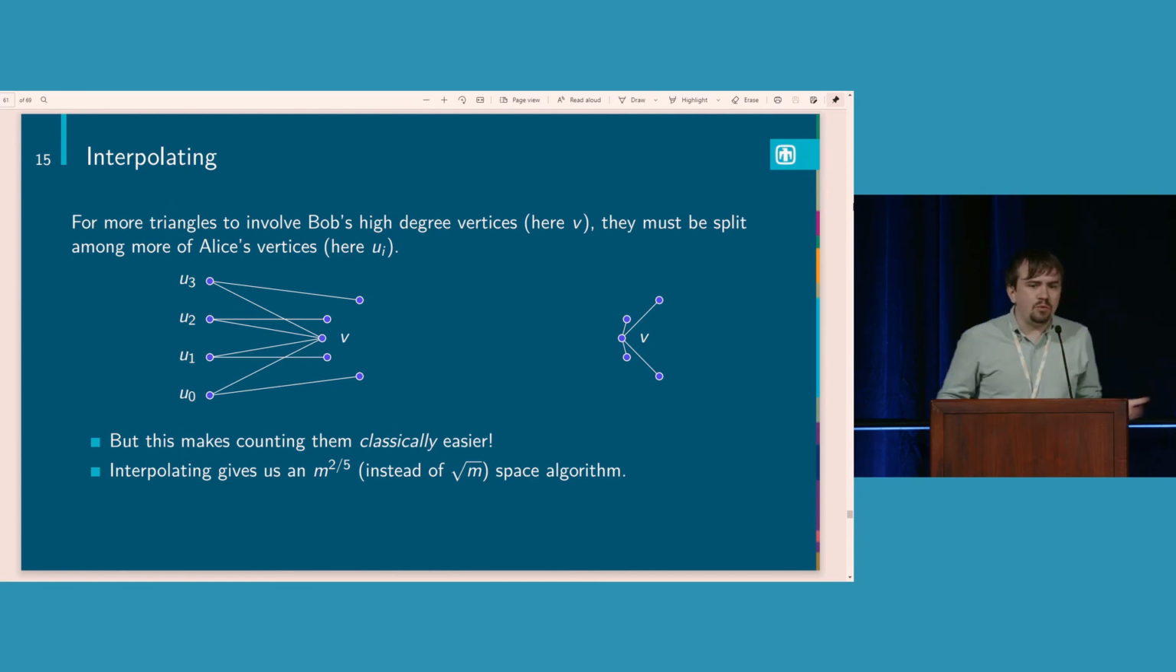And then the last thing I want to talk about is, at a very high level, how do you actually make this into a streaming algorithm?